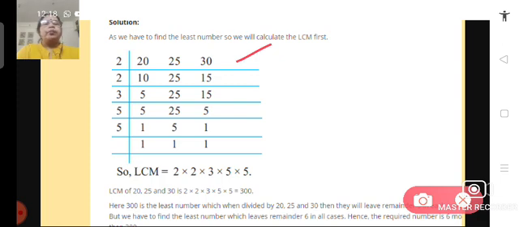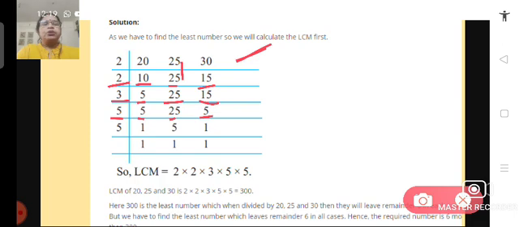So the numbers will be written like this in a row, 20, 25 and 30. We divide by 2, we get 10, 25 and 15. 25 is written as it is, not divisible by 2. So again we take 2 and divide 10, we get 5 and 25 is written as it is, 15 is written as it is. Next prime factor to be taken is 3. 3 divides 15, we get 5, 25 and 5 are written as it is.